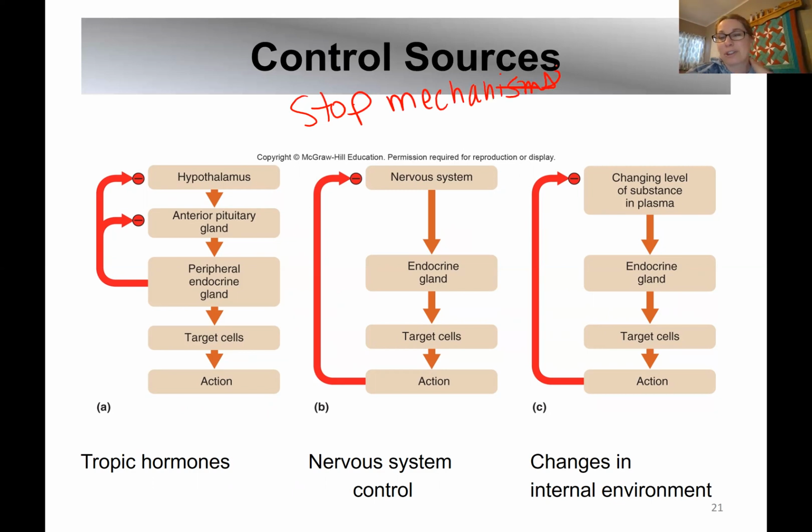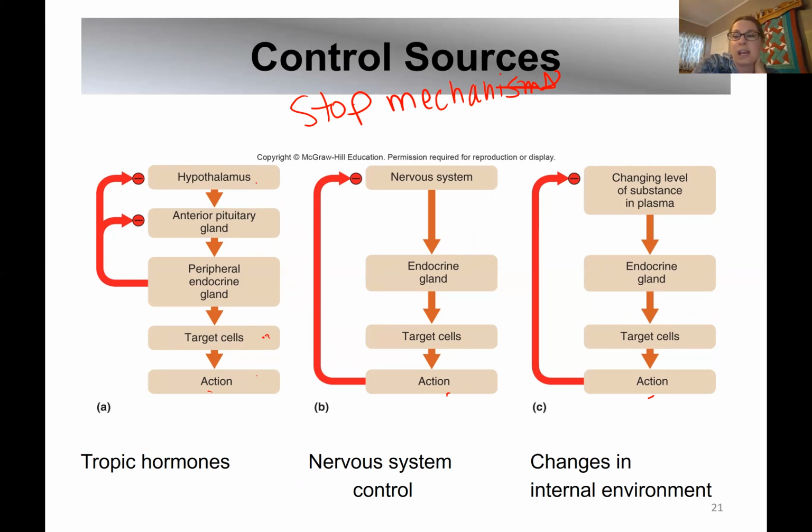Okay, or maybe not necessarily stop, but slow down the production of a hormone. So let's take a look at the tropic hormone first. Our end result for each of these is going to be an action, a target cell producing an action. We're going to start out with the hypothalamus.